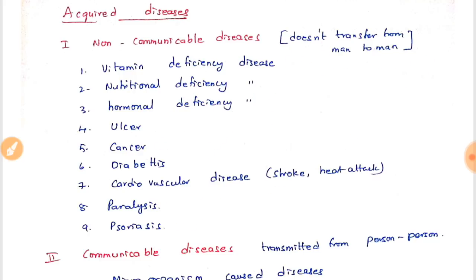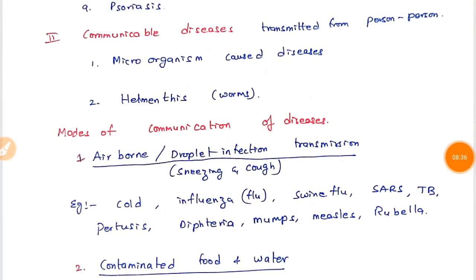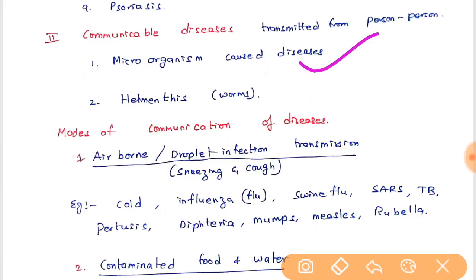Okay, and the other type is communicable diseases. Communicable diseases are transferred from one person to another person, friends. These are caused by a microorganism that may transfer from one person to another, or helminthic also causes diseases, friends. What is helminthic? Helminthic means worms, friends. Okay, so modes of communication. It can communicate through some medium like air or through water. We will see this.